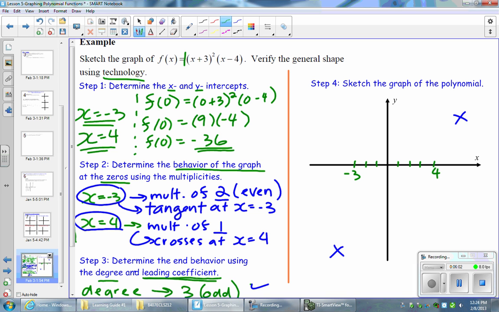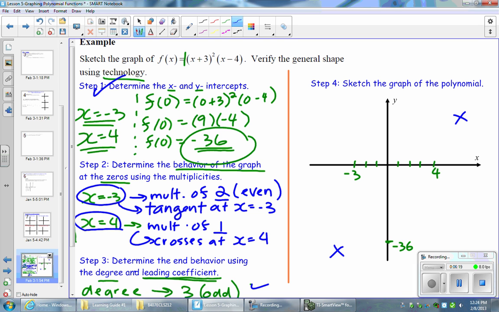Now let's graph the y-intercept, which is at -36. So I'm not going to count down all the way to -36. I'm just going to put it down here. So we know it's negative. It's way down there, -36. Okay, so we completed step 1. We graphed our x and y intercepts.